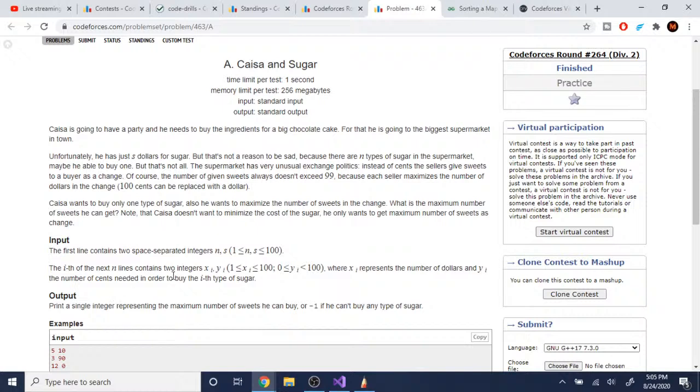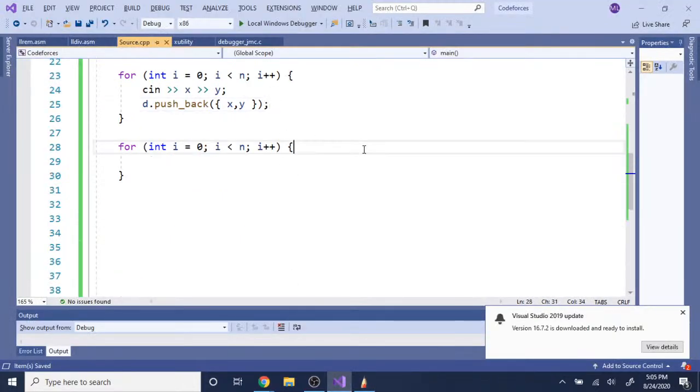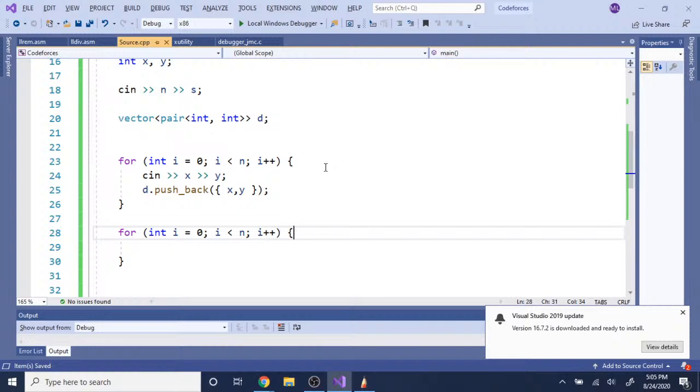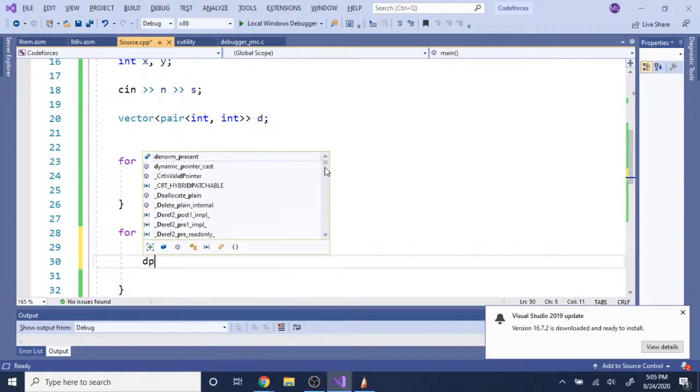Can we pick multiple types of sugar? He needs to buy ingredients. She wants to buy only one type of sugar. We want to maximize the number of sweets. Okay, so we just go through each of the sugar and then maximize the number of sweets. So we go through the array again, D of I.